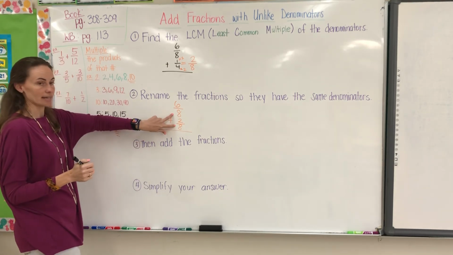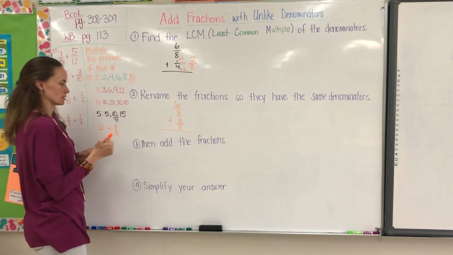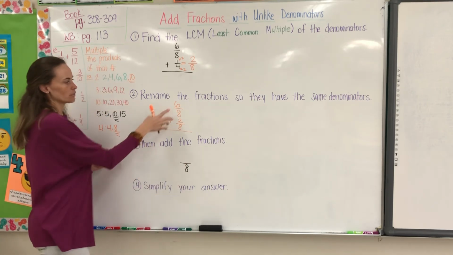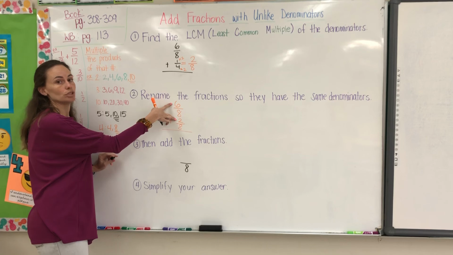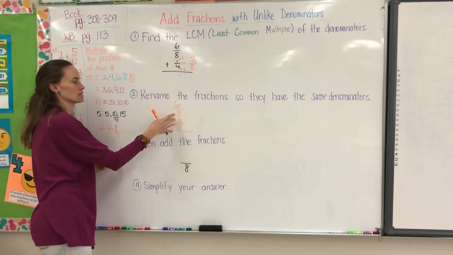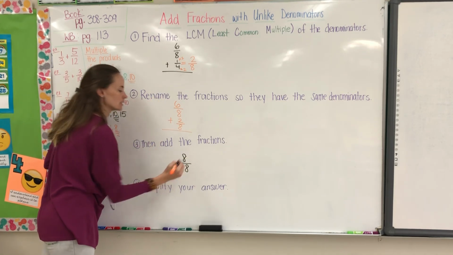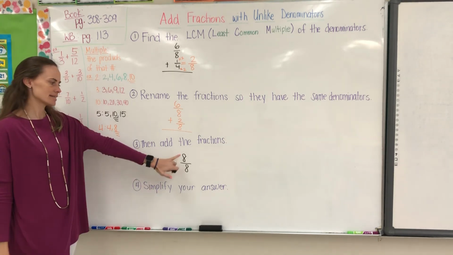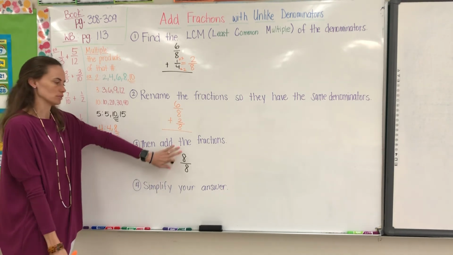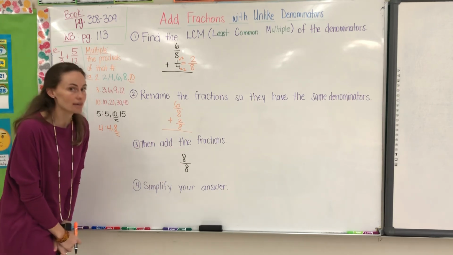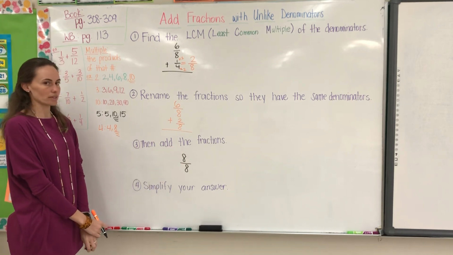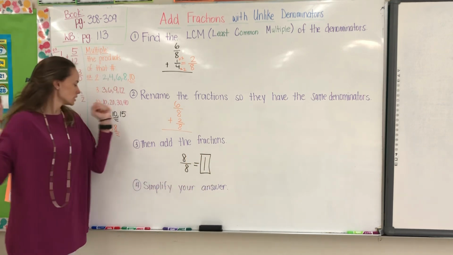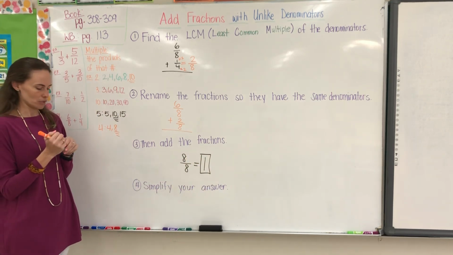When they have the same denominator, it's going to be our answer, the denominator of 8. And we just add the two numerators. 6 plus 2 gives me 8. And now I'm ready to simplify. 8/8, when the numerator and the denominator are the same, our answer is always 1 whole. Yeah, we did it, okay?